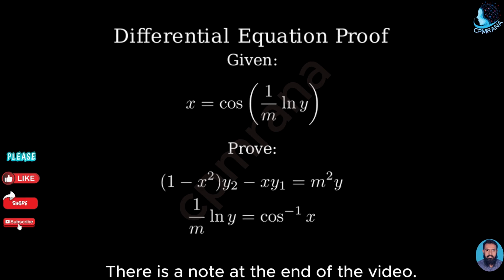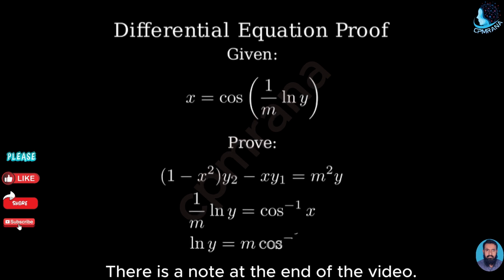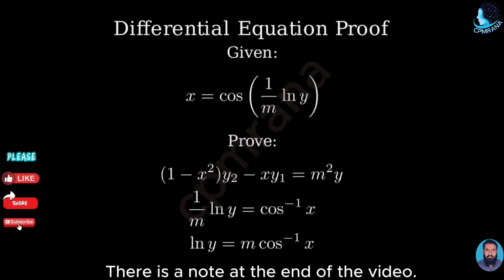First, we take the inverse cosine of both sides. This gives us 1 over m times ln y equals inverse cosine of x. Next, let's multiply both sides by m to isolate ln y. This gives us ln y equals m times inverse cosine of x.